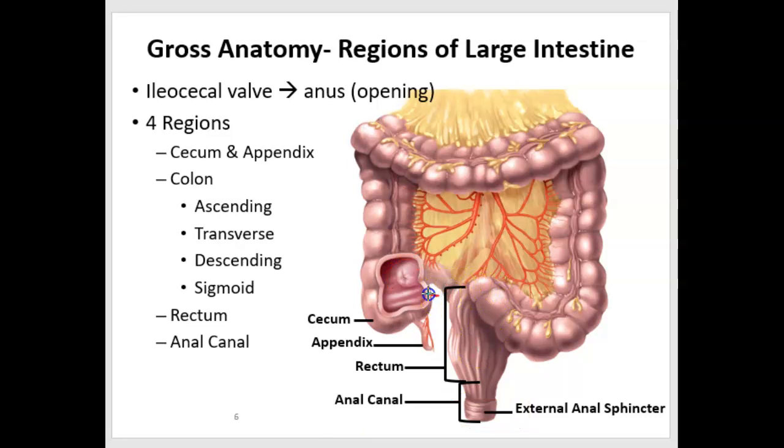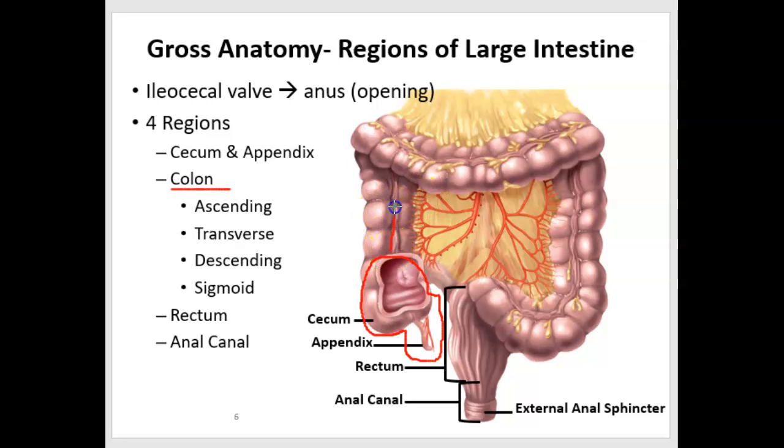And there's 4 regions. The cecum, which we've seen in the cat, and the appendix. Humans have an appendix coming off of the cecum. And then the rest of the intestine could be referred to as the colon. We also can just call it the large intestine.